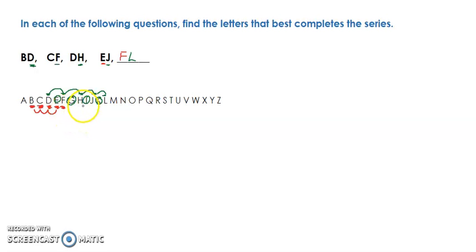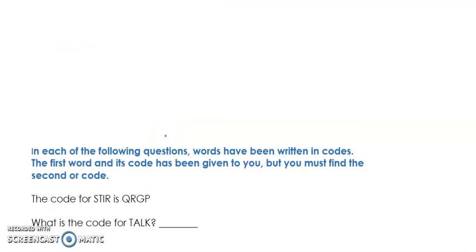You see how easy it is once you've written out the alphabet. It's easy for you to see the pattern. Okay, so that's what I want you to do for the alphabet series.